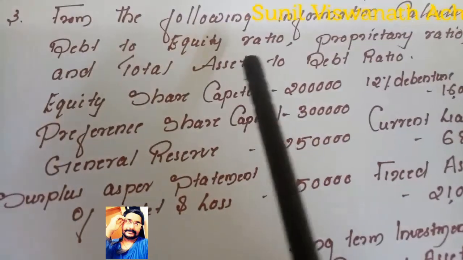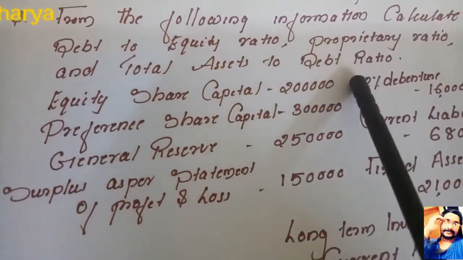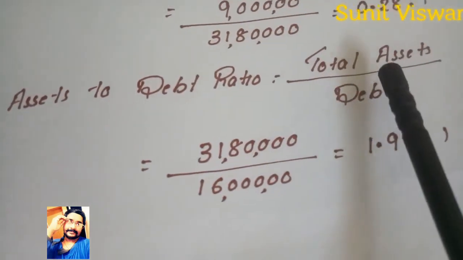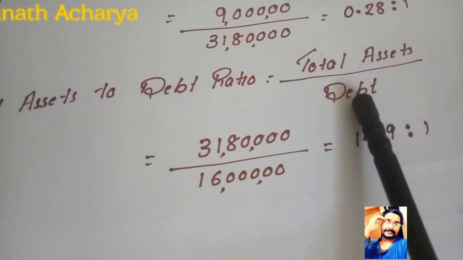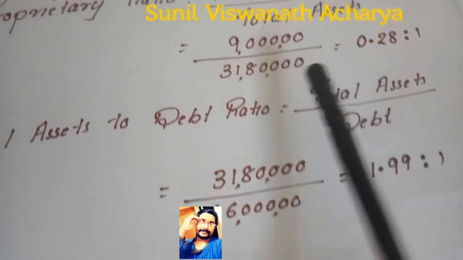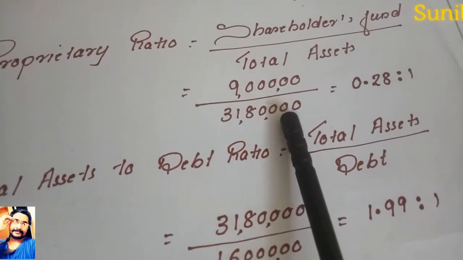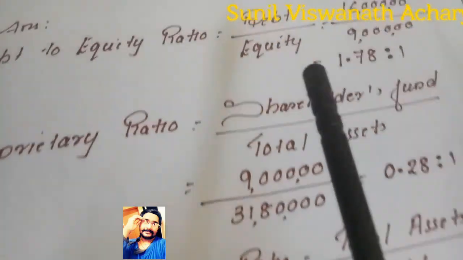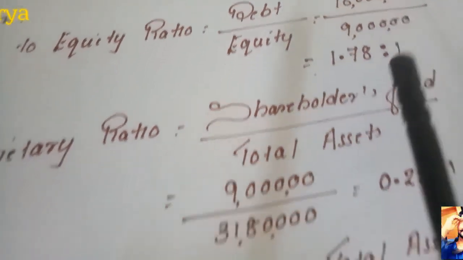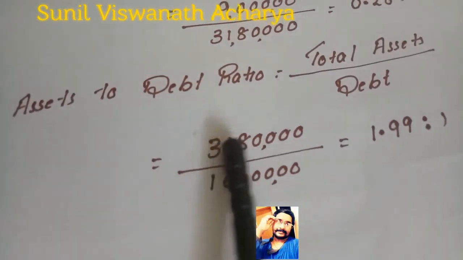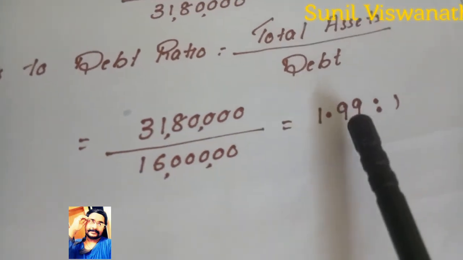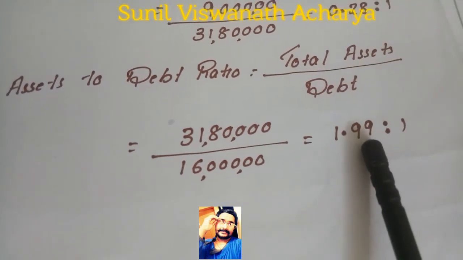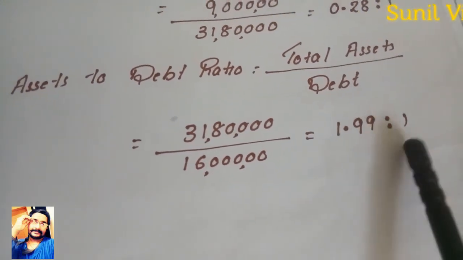Then one more ratio they are asking in the question, to calculate total asset to debt ratio. The equation we know: total asset to debt ratio is equal to total assets divided by debt. Here debt means long-term debt. Total asset we already calculated, 31 lakh 80,000. Long-term debt we already calculated, 16 lakhs. So 31 lakh 80,000 divided by 16 lakh, we will get 1.99. When you represent the ratio, it will be 1.99 is to 1.